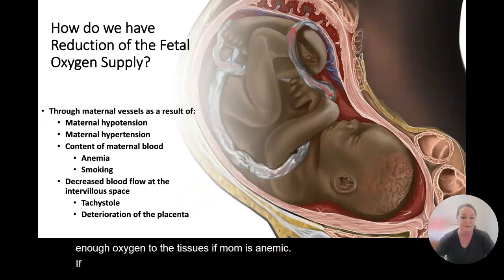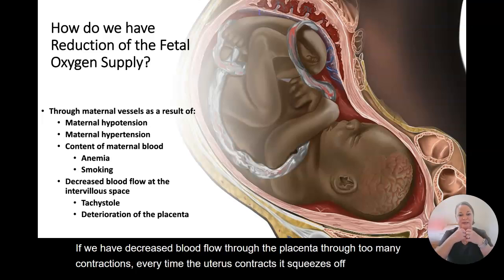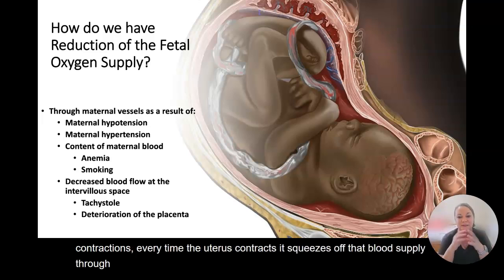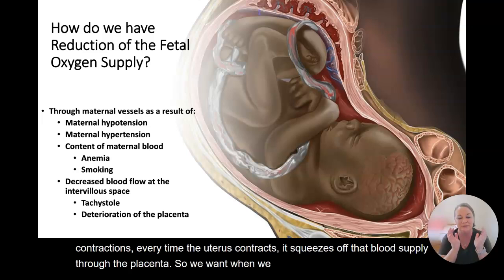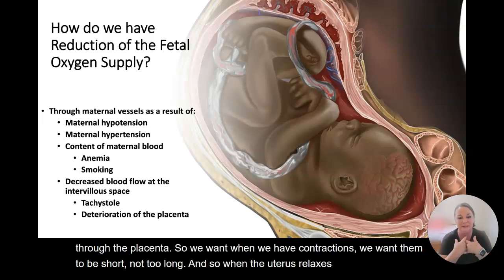If we have decreased blood flow through the placenta through too many contractions, every time the uterus contracts, it squeezes off that blood supply through the placenta. So when we have contractions, we want them to be short, not too long. And so when the uterus relaxes, that blood supply is restored.